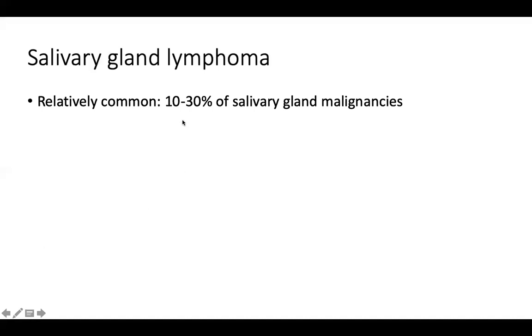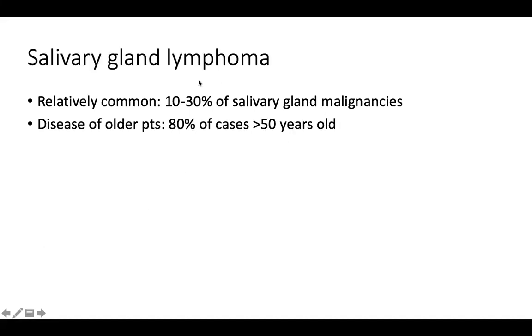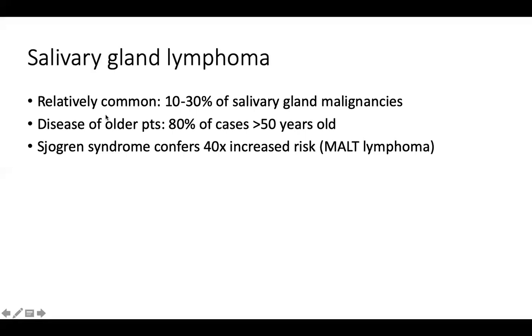So about 10 to 30% of salivary gland malignancies actually will be lymphoma. It tends to occur in older patients, so 80% of cases are in patients over 50 years of age. So, older. And one thing to be aware of is that Sjogren's syndrome really confers a risk of lymphoma. Patients with Sjogren's syndrome have a 40 times increased risk of lymphoma over the general population.